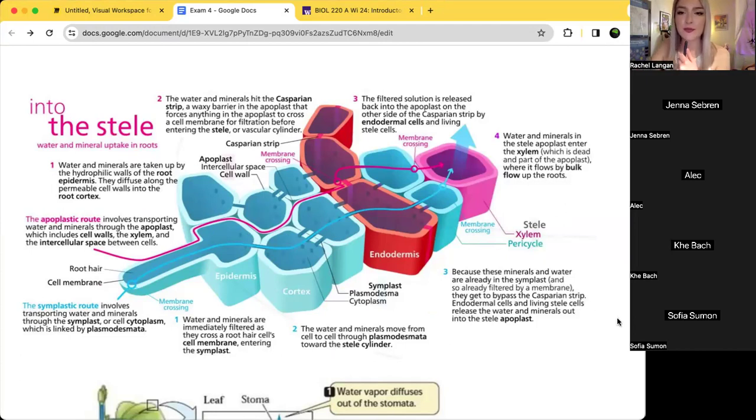Yeah, so the Casparian strip is completely impermeable to everything. At that point, it has to go through the cell membrane. Water can go directly through the cell membrane, although most of the time water is going to pass through aquaporin channels.